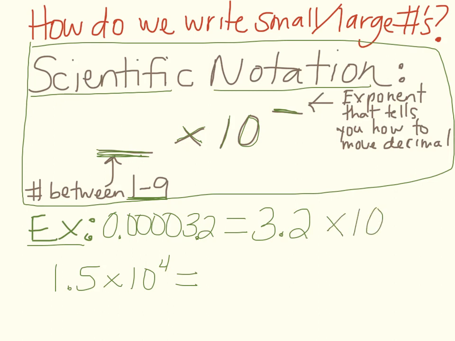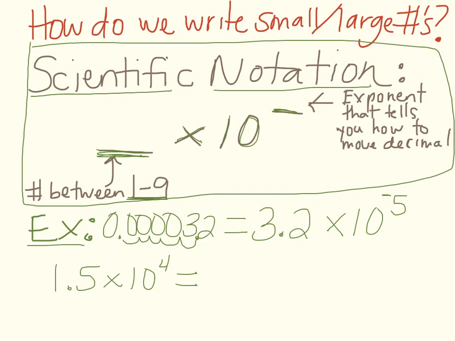So now we need to figure out how many times we need to move that decimal back to get to the original number. So if you count with me, it's 1, 2, 3, 4, 5. It's going to be a 5, but I had to move it back to the left, and so that means it's going to be a negative number. If I had to move it back to the right, it would be a positive 5.